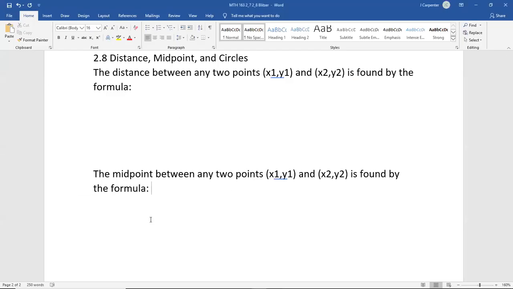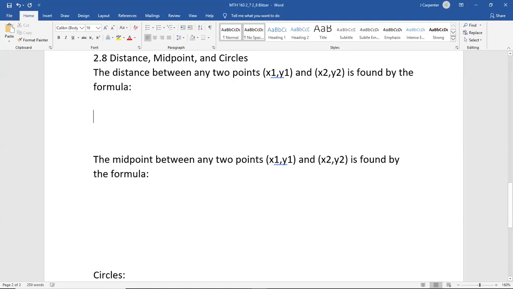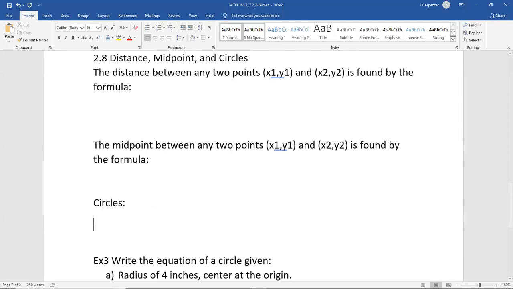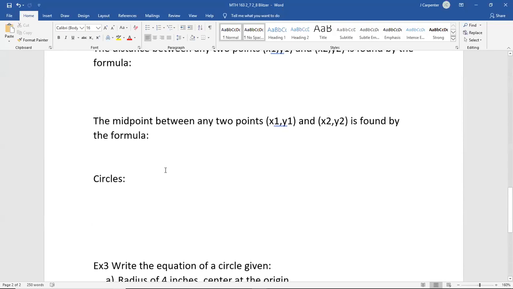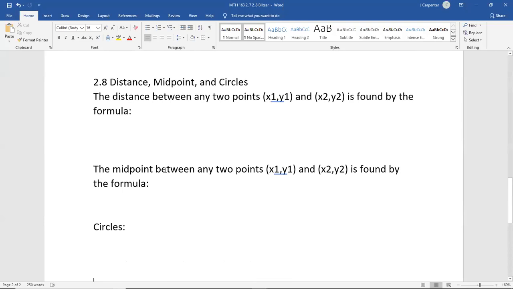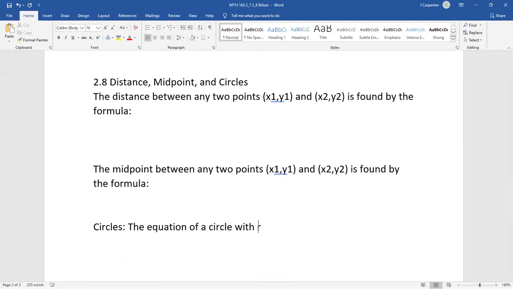All right, third and lastly, circles, which I just have the word circles written there. In fact, because of that, well, I do have the instructions, so I'll leave that. Okay. Equations of circles. The equation of a circle with radius r and center h comma k is the following.